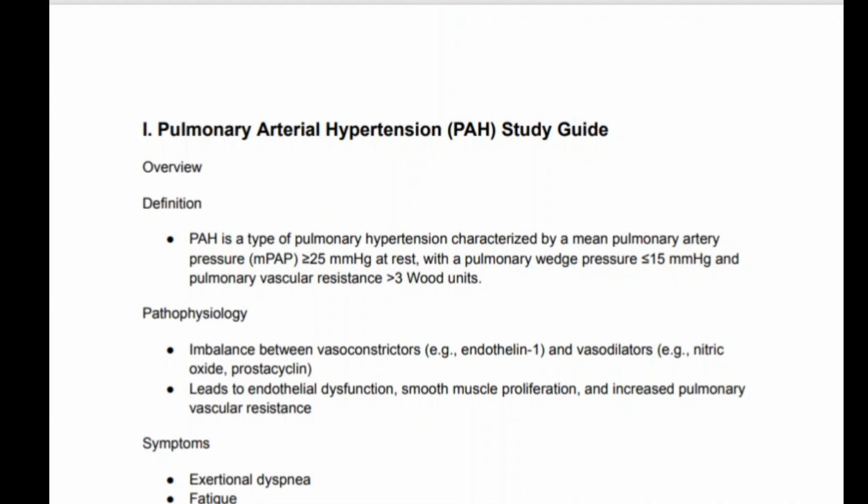Perfect. You remembered all the numbers. It's not just high pressure, though. It's all three to really differentiate PAH from other types of pulmonary hypertension. Now let's get to the hard part. What's going on at the cellular level that causes this increase in pulmonary vascular resistance? This is where it gets a bit more complex.